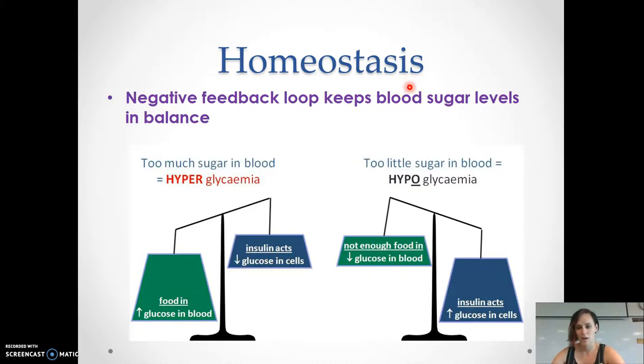Okay? It's going to keep going up and down, up and down. It's never, ever going to be perfectly just right. It's always going to be sugars being used or sugars needed. So too much sugar in the bloodstream we call hyperglycemia, and hypo is the flip side of that.